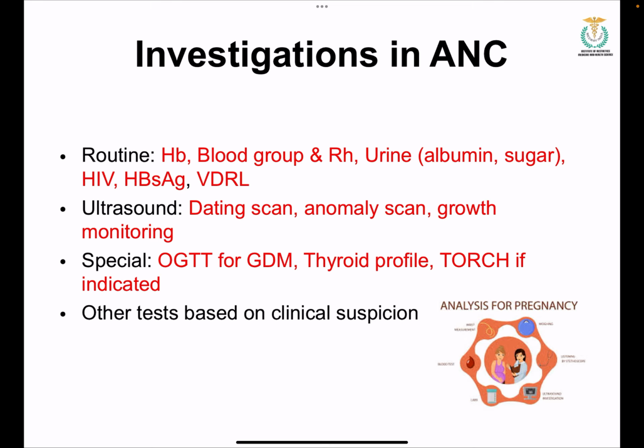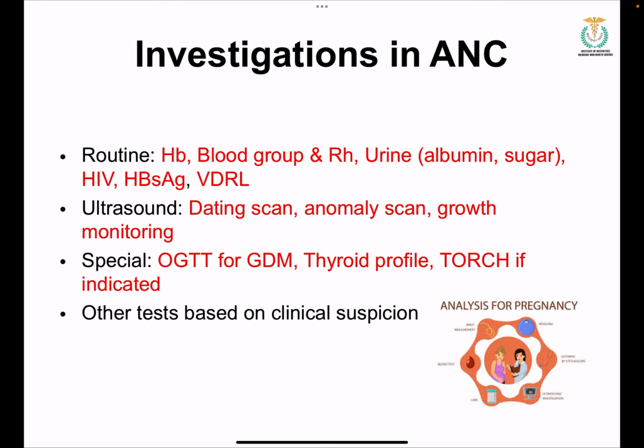Next, moving on to the investigations in antenatal care or checkup. What are the investigations we can do in antenatal care? First is the routine test. It includes hemoglobin, blood group and Rh typing, urine albumin and sugar, urine routine, and screening for HIV, HBsAg, and syphilis. So these are the routine tests you should advise to the patient.